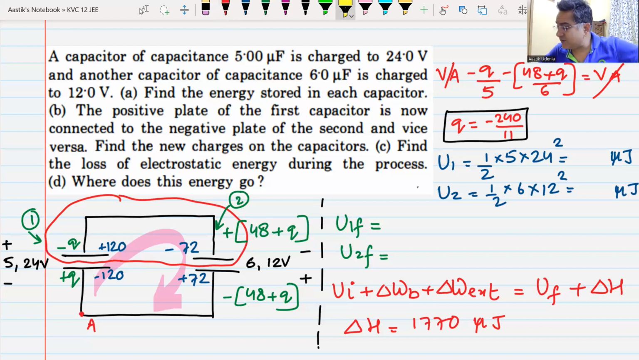Once you get the value of this charge, beta, after that, it simply is simple maths. You have to find out the initial energy, final energy, and you must remember this equation. From this equation, you should be able to find out the heat.